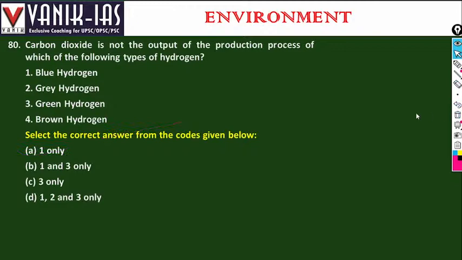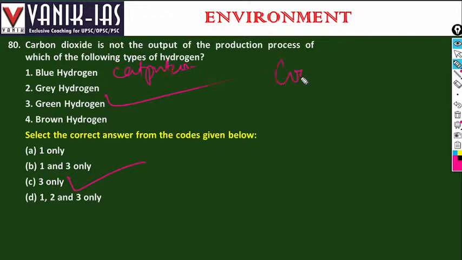Then next: carbon dioxide is not the output product of the process of which of the following types of hydrogen? In which type of hydrogen is carbon dioxide produced? It is green hydrogen where carbon dioxide is not produced. So 3 only is the answer. In case of blue hydrogen, carbon dioxide is produced, but it is captured. You cannot say that it is not produced. It is produced but captured in case of blue hydrogen.